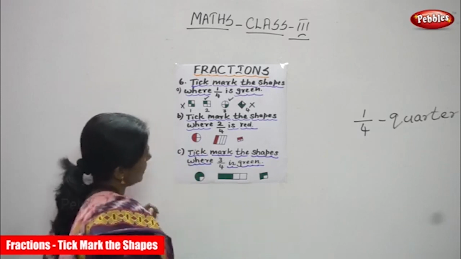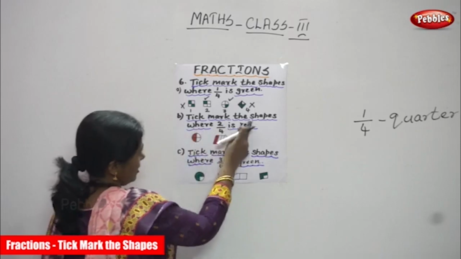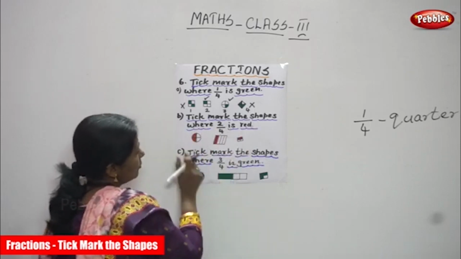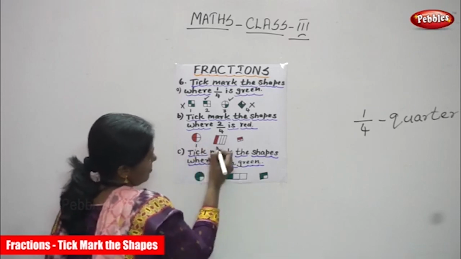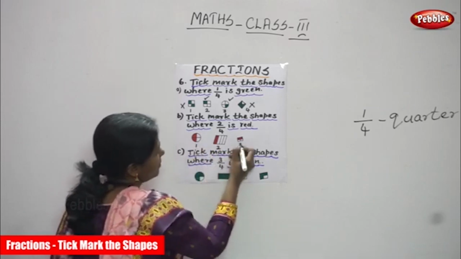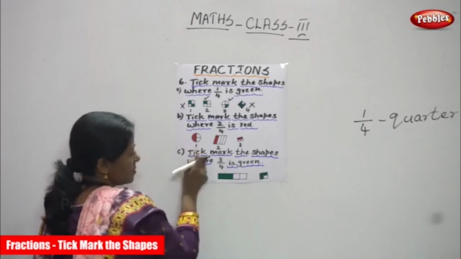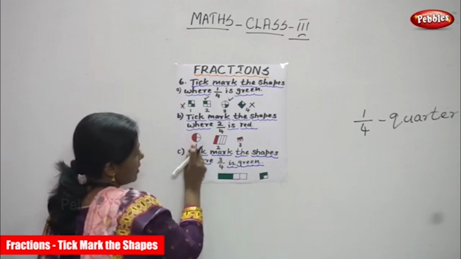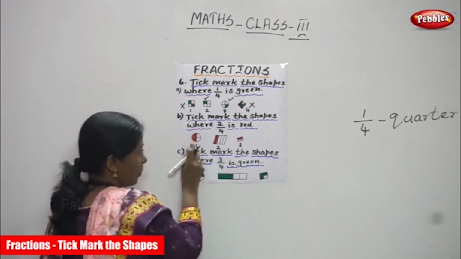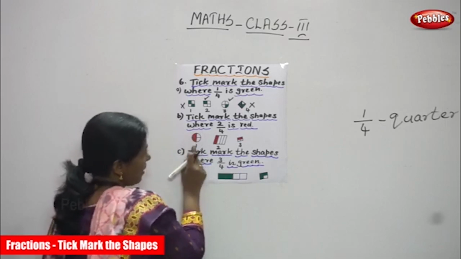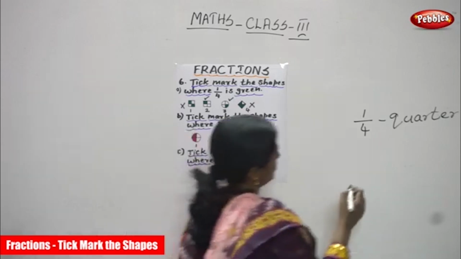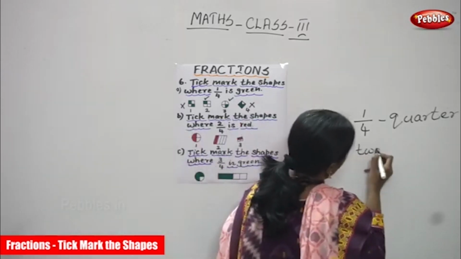Now, I am going to the second question. Tick mark the shapes where 2/4 is red. Look at the first diagram, the second diagram and the third diagram. This is a circle shape. I cut it into 4 equal parts. Then, I shaded how many parts? 2 parts. That means 2/4. That is what we call 2/4.